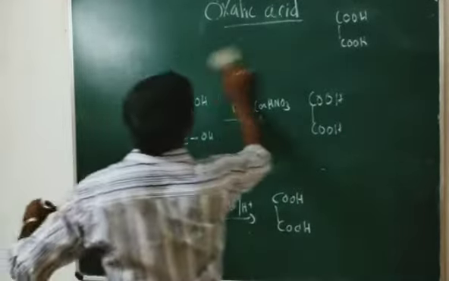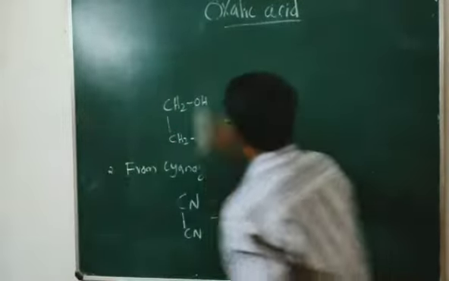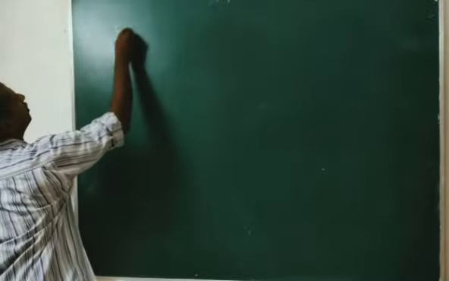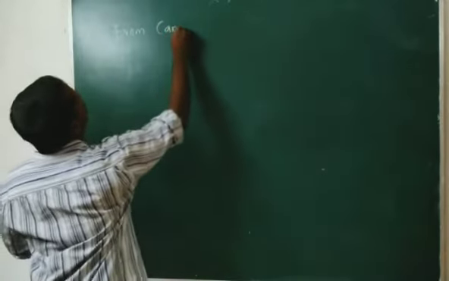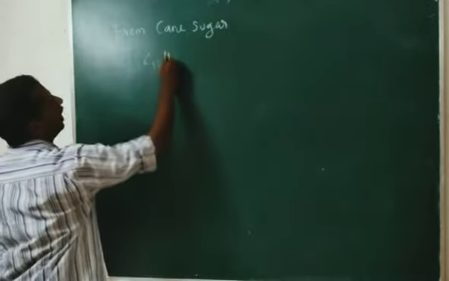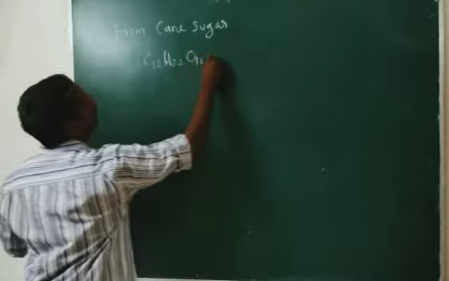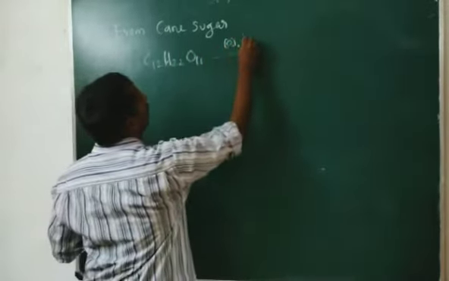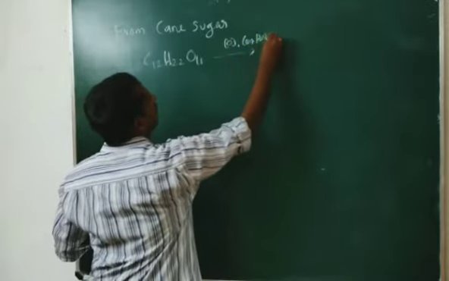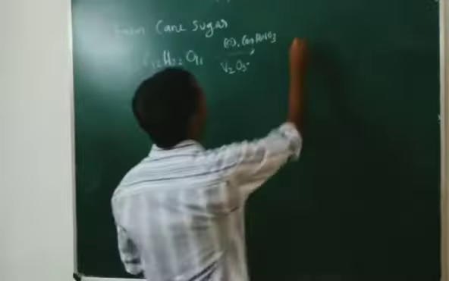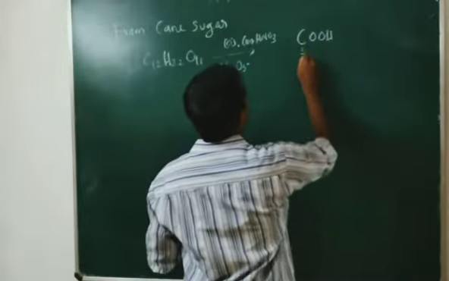Next method, from cane sugar. Third method of preparation of oxalic acid from cane sugar. C12H22O11 on oxidation with concentrated HNO3 in presence of V2O5, vanadium pentoxide, we get oxalic acid, COOH, COOH.